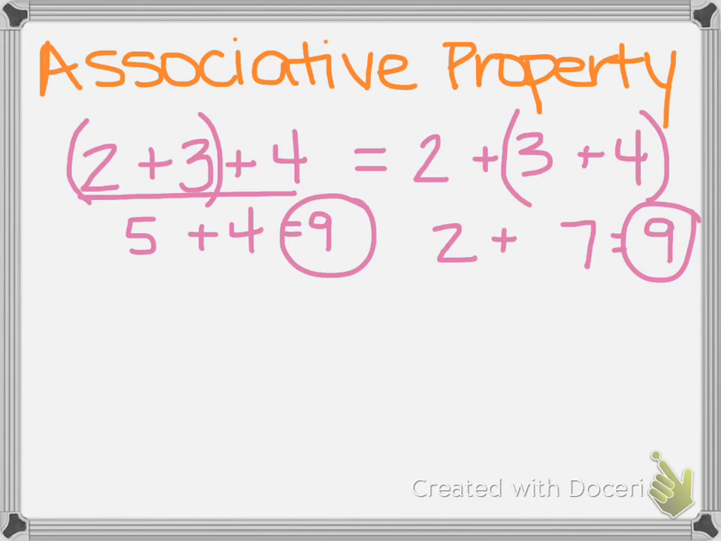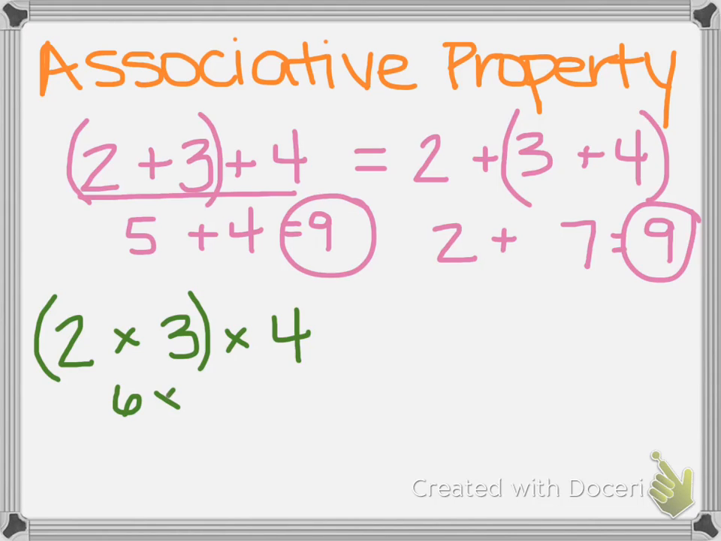I want to show you how this also works with multiplication. Multiplication has the same property. Okay, so let's do 2, ooh, that's too light. Let's try a different color. Here we go. Let's do 2 times 3 times 4. Okay? And first, we're going to try it with this group. So 2 times 3 is 6, and we still have to do the times 4 that's over here. 6 times 4 equals 24.